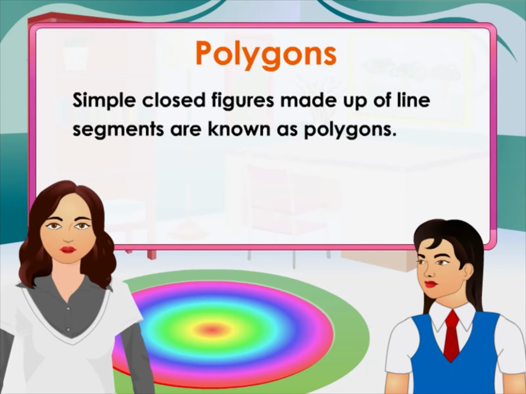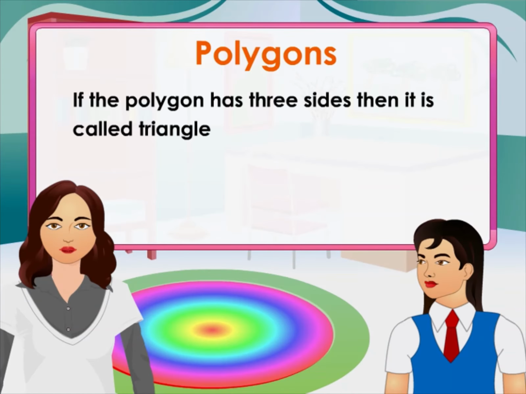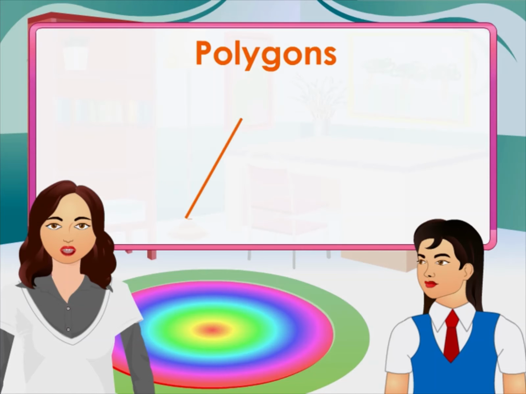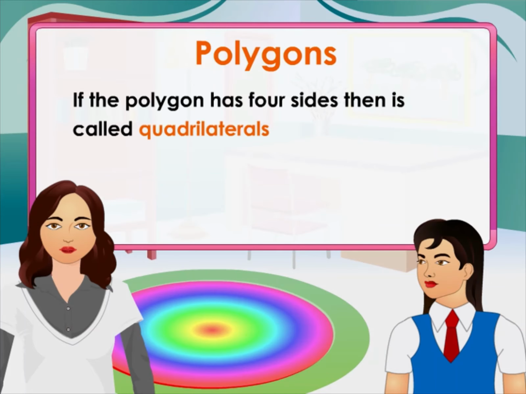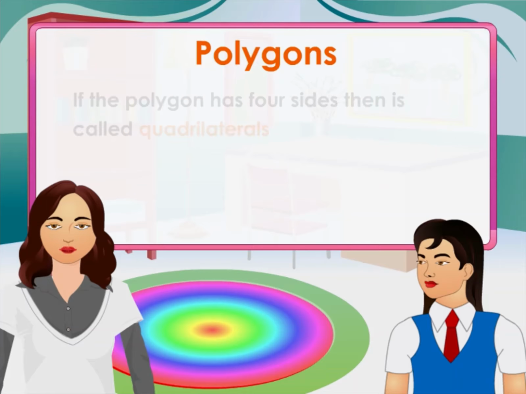Polygons. Simple closed figures made up of line segments are known as polygons. If the polygon has three sides, then it is called a triangle. If the polygon has four sides, then it's called quadrilateral.